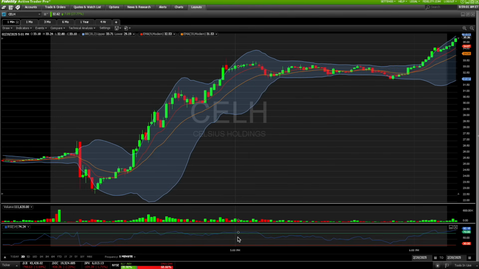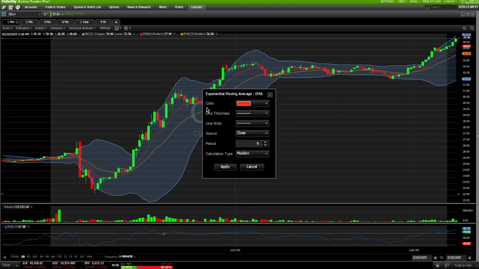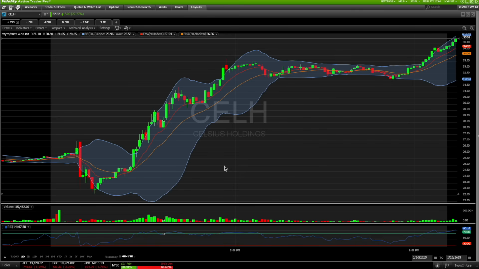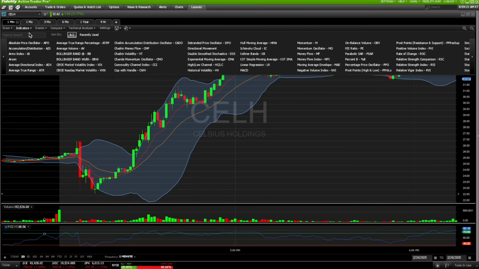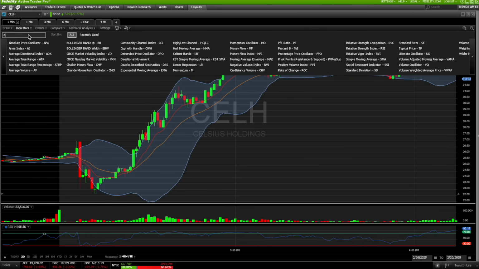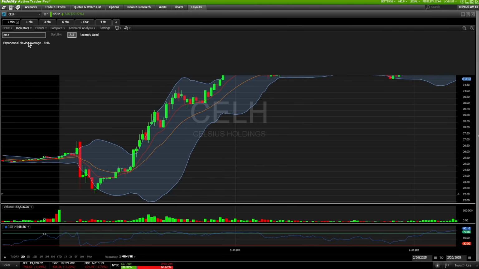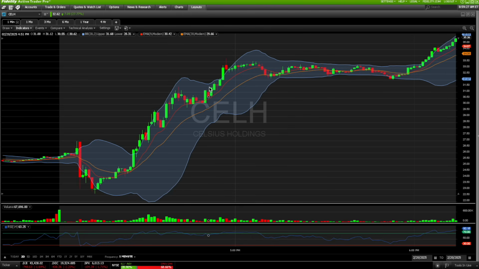So here I'm going to show you on this chart, the red line is the 9 EMA and the orange is the 20 EMA. As you see with the tabs up here, I'm using Fidelity Active Trader Pro. All you would have to do is click under here, modify it, and you can add the period, which is 9, which would be the 9 EMA. If you need to know how to add the EMA, just go under Indicators and type in EMA, Exponential Moving Average, and then go through those settings.